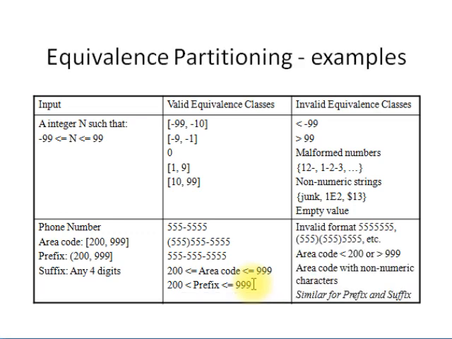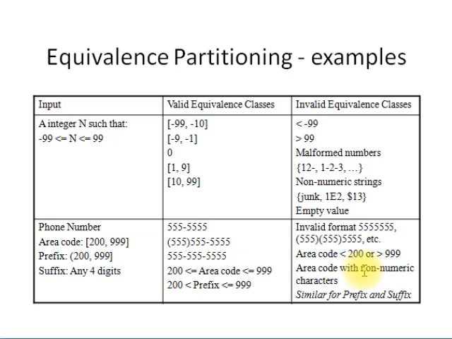So what are the invalid classes for these inputs? We already mentioned the format for valid input. If there is any format other than these three formats, it is considered an invalid format. Let us take this: here the number is given continuously without any hyphens or brackets, so it will be considered an invalid format, because we already mentioned the formats for a valid input. This type of brackets is also invalid. Your area code less than 200 or greater than 999 is also invalid. And an area code with non-numeric characters is invalid too.